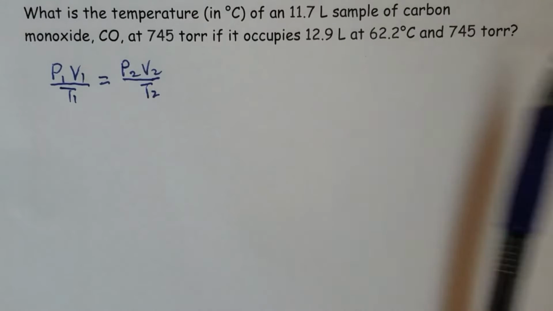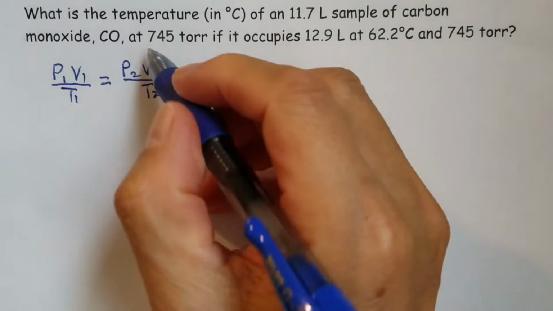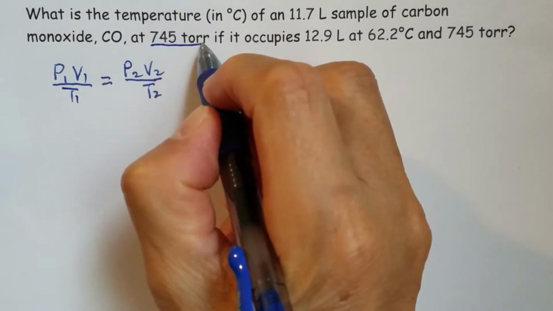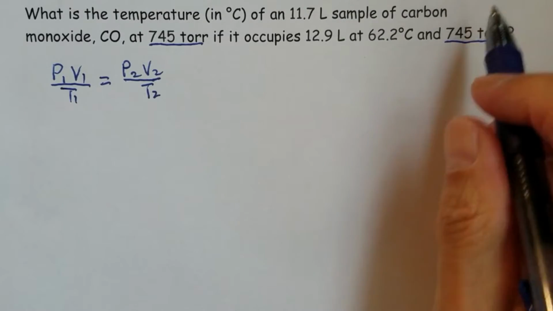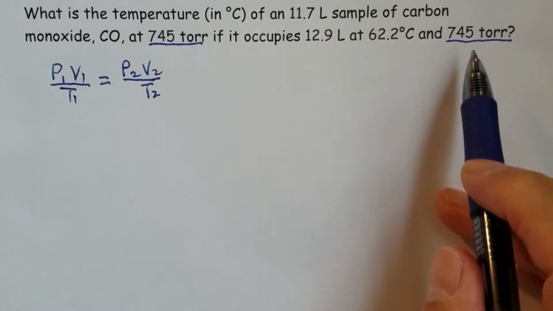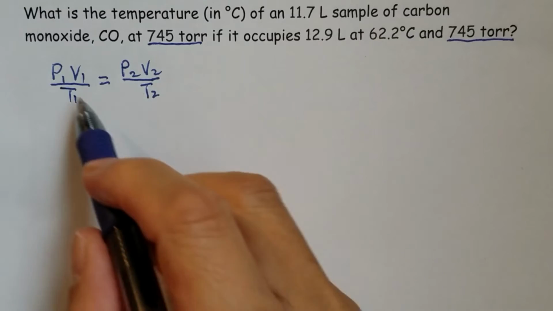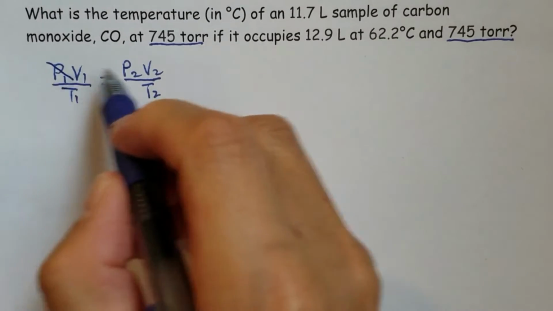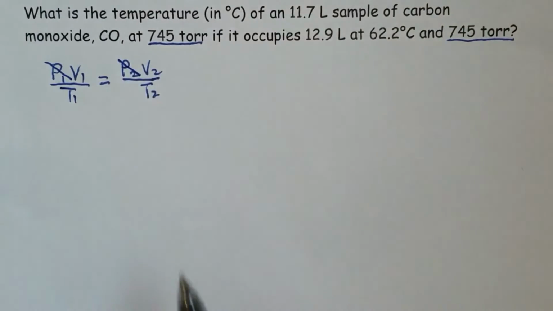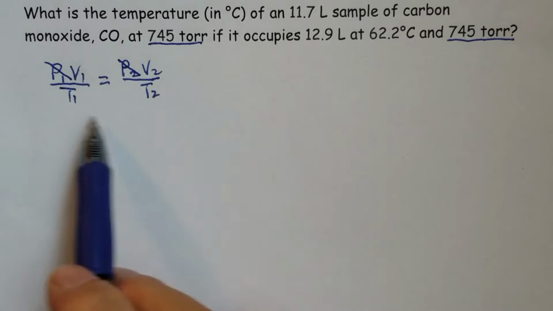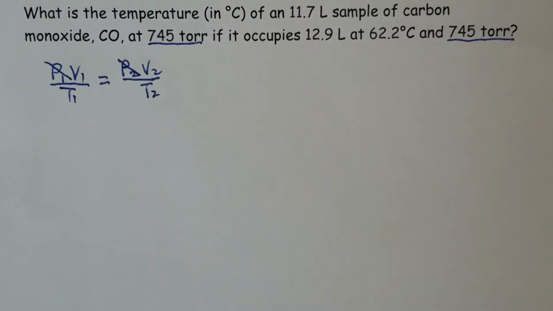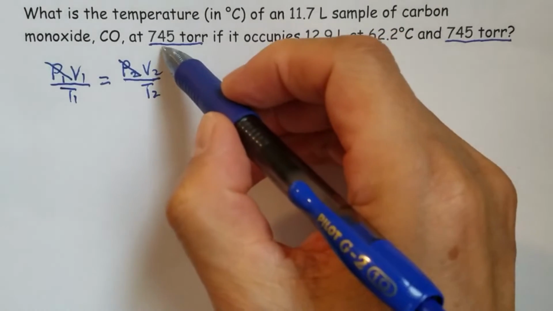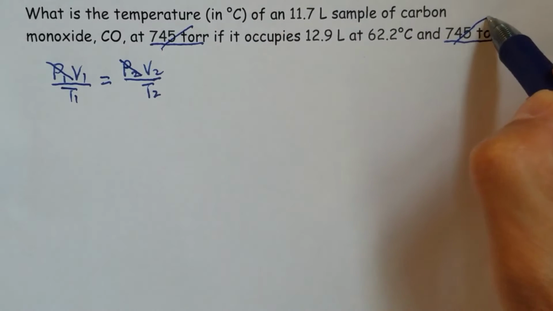After reading this question, you notice that the pressure before the change and after the change, or in other words, P1 and P2, are the same. P1 equals P2, so therefore I can just cross that out. And now you see this combined gas law becomes the Charles law. Thus, we can also cross out those two quantities.